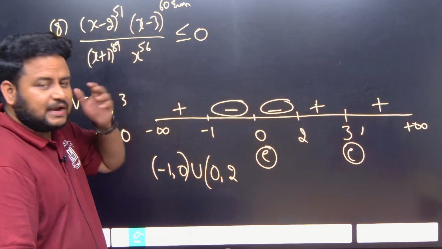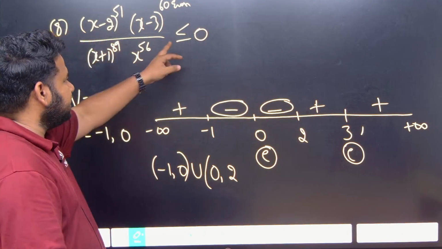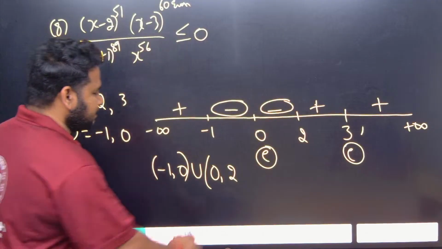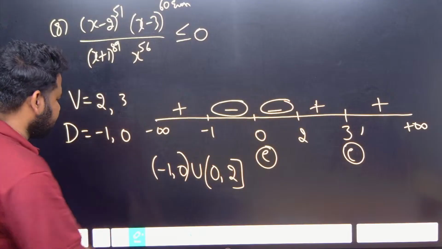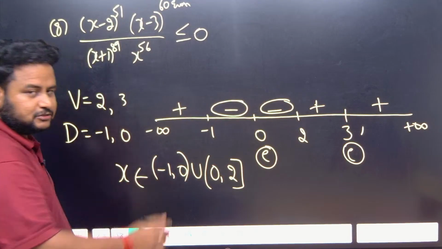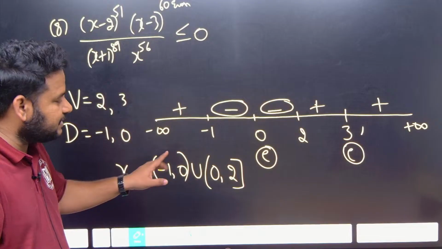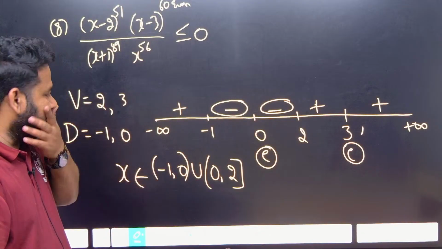Look at the inequality now. The inequality is less than or equal to. So this will become what? Closed interval. You will write x belongs to this and you will go to the next question. But still wait, this is completely not done. This is incomplete. Okay. Why?